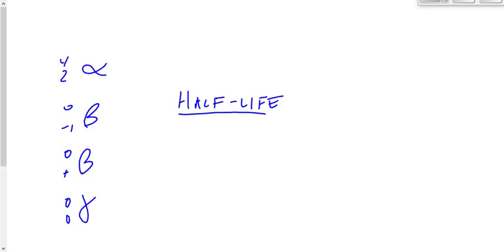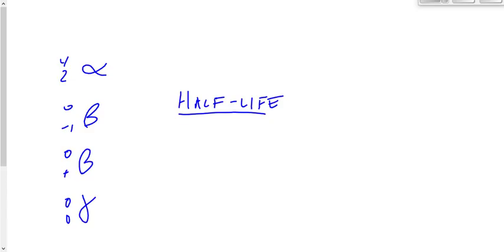Now remember that when it decays, it's not decaying into nothing. It's not like 5 kilograms becomes 2.5 kilograms. It's 5 kilograms of something becomes 2.5 kilograms of something else, and 2.5 of it is still what it was. You still have 5 kilograms. It's just half of it has decayed into something else.